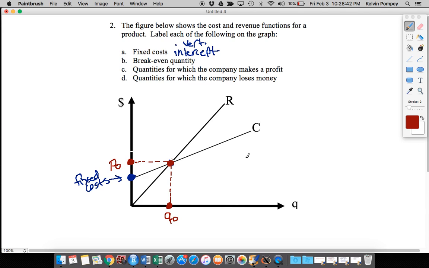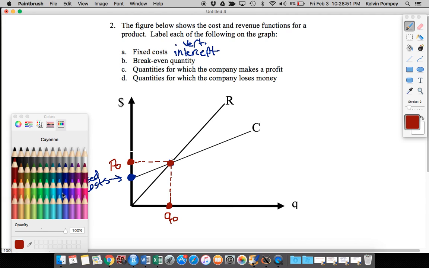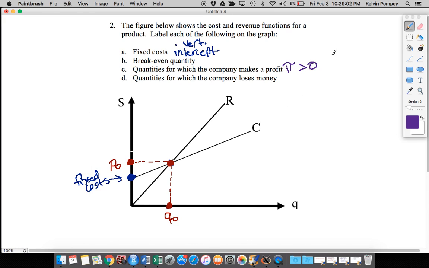or dollar amount. Part C, quantities for which the company is making a profit. All right, and so when we say making a profit, we mean to say that the profit is positive, for instance. So that pi function is greater than 0. And since pi is the revenue minus the cost, this is when the revenue is going to be greater than cost, when our profit is greater than 0. And so all I have to do is look at which curve is on top, basically.